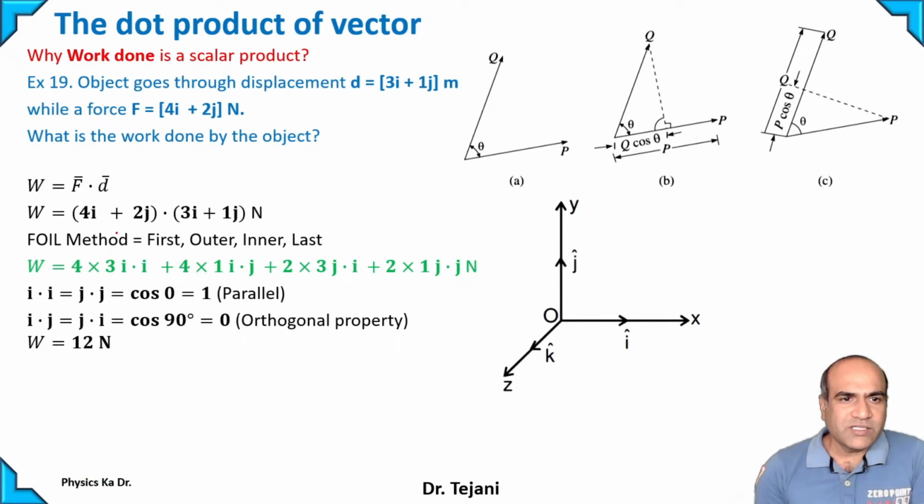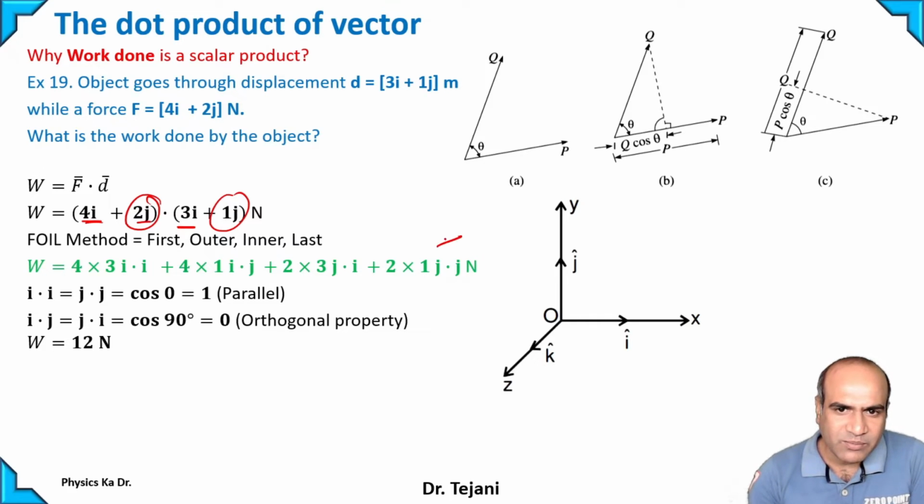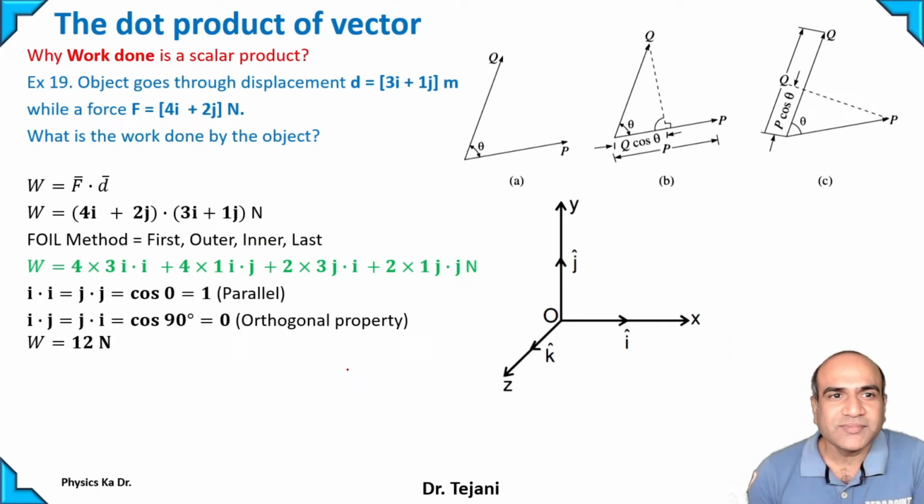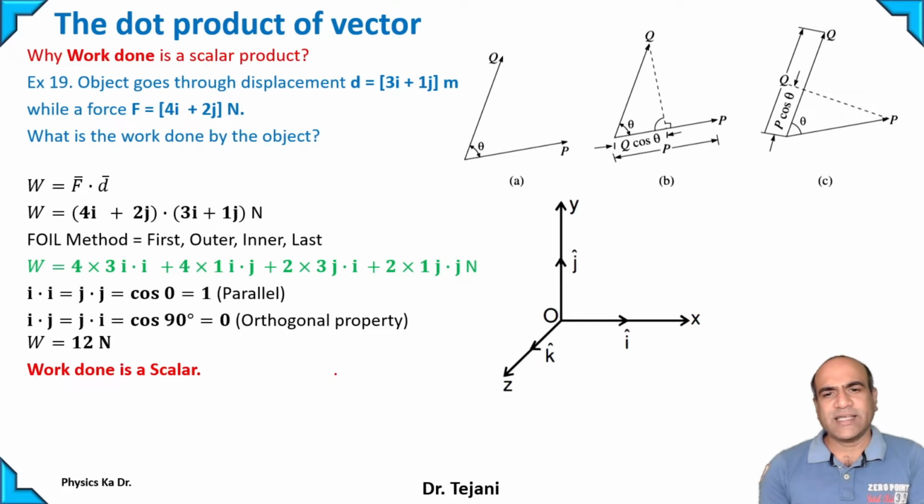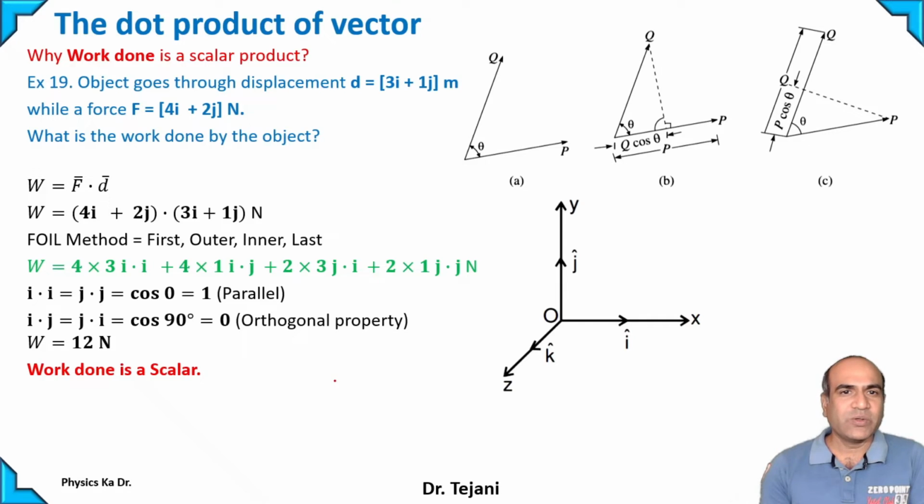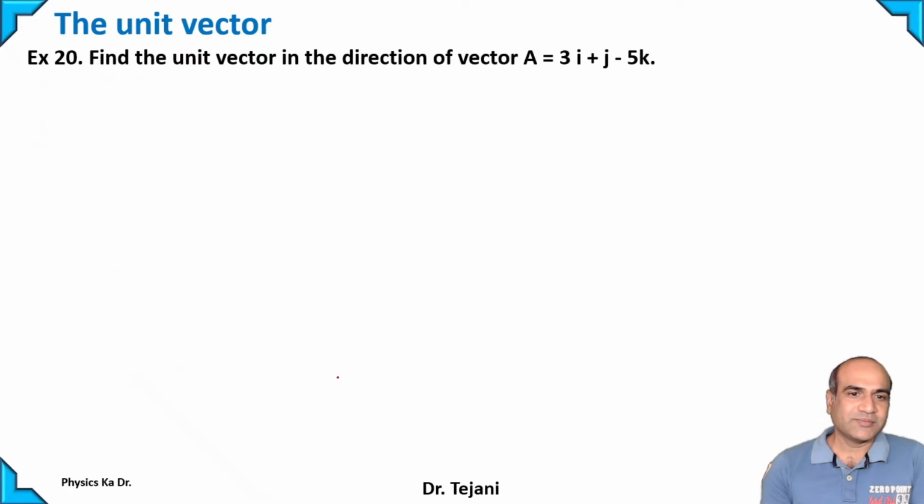So ultimately you just need to multiply with this i and j with 1. This green portion you may skip. This here is only for our understanding. So work done is a scalar quantity because it does take the magnitude of both the vectors.